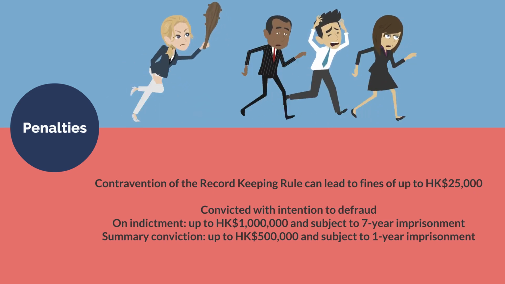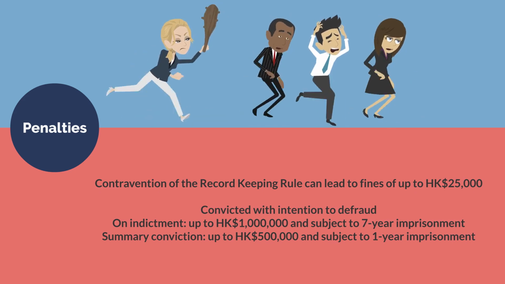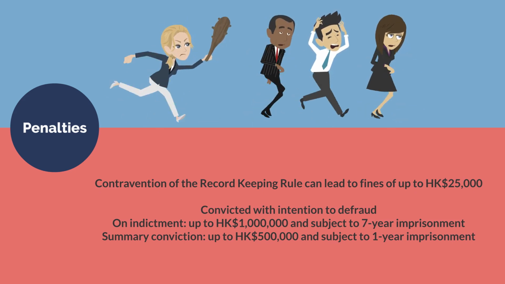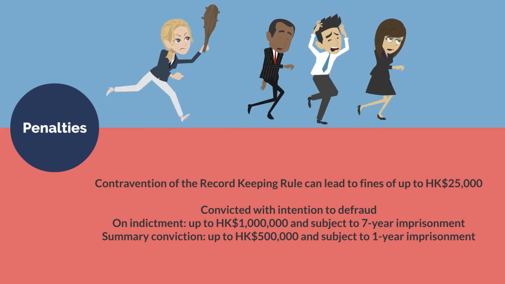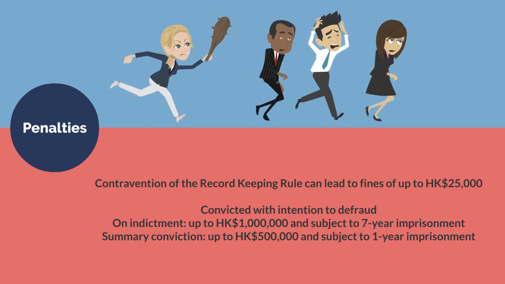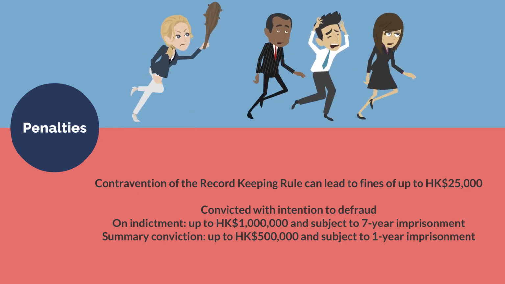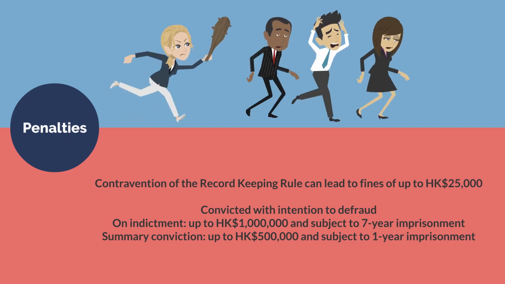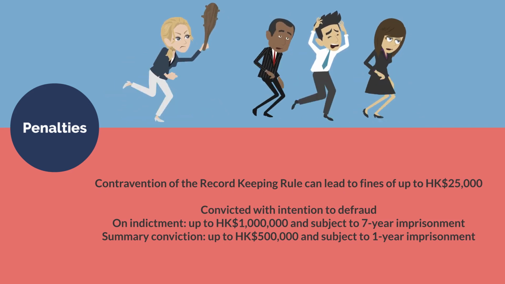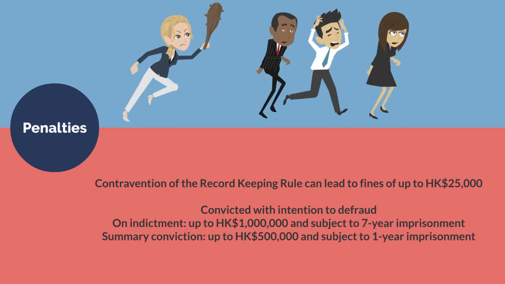In cases where the offense is committed with the intention to defraud, the penalty can be more severe. This includes a potential fine of up to 1 million Hong Kong dollars and a prison sentence of 7 years upon conviction on indictment. Alternatively, for summary conviction, the penalty may involve a fine of up to 500,000 Hong Kong dollars and a prison sentence of 1 year.